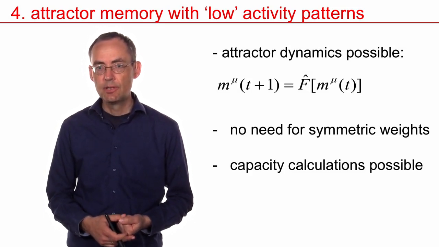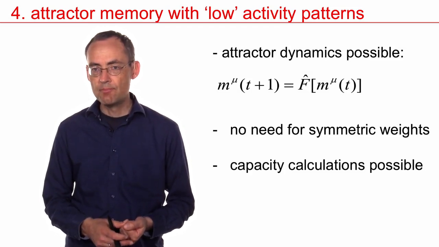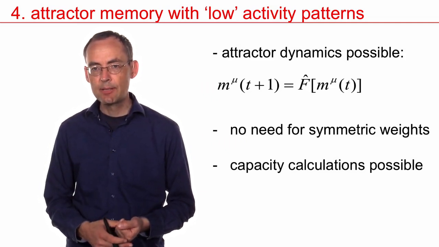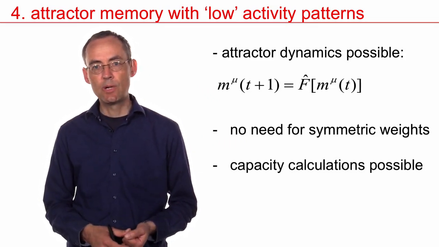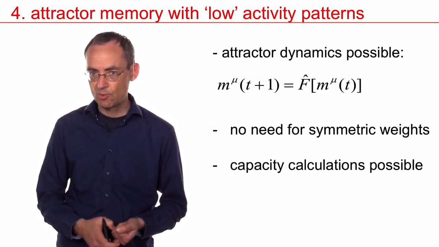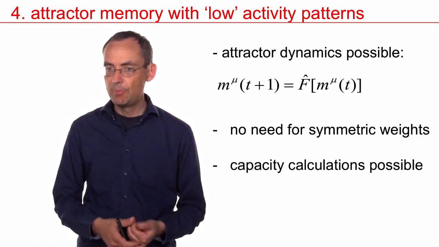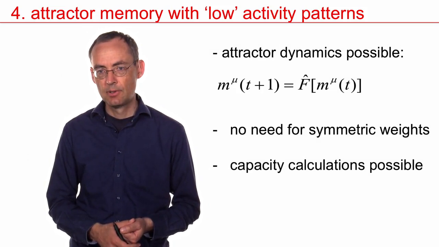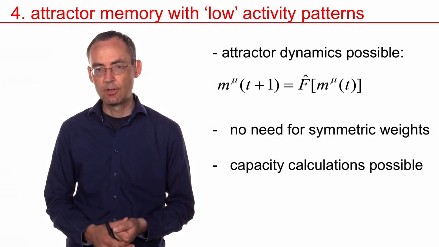Now, you see here that there is no need for symmetric weights. I have a constant B in there, which I can choose freely. It will change a little bit the way the update equations work, but I don't need symmetric weights. And this means I can redo the capacity calculations that we did last week. You remember the random walk arguments. So we can repeat these calculations also for the case of low activity patterns. This means a first generalization step has been done. We can work with low activity patterns.